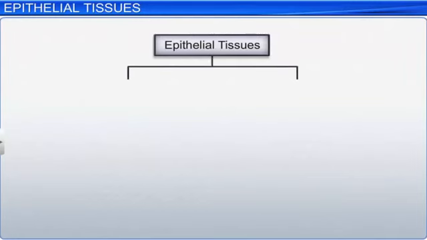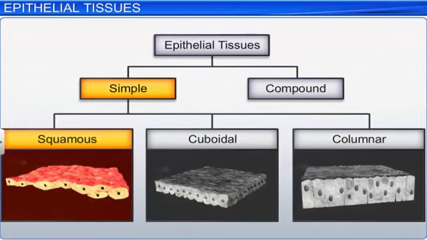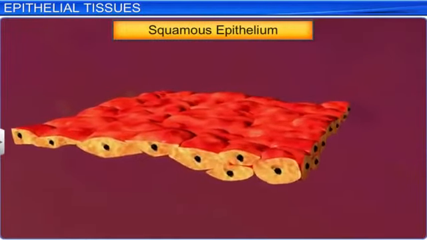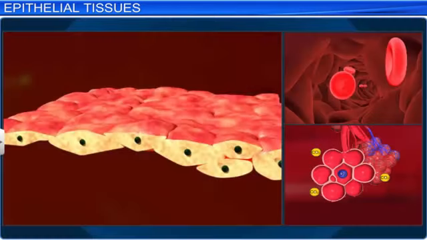Based on shape, simple epithelium is further categorized into squamous, cuboidal, and columnar. Squamous epithelium is composed of a single, thin layer of flat and irregularly shaped cells. These cells are present in the walls of blood vessels and air sacs of the lungs and are involved in the diffusion of fluids and gases.